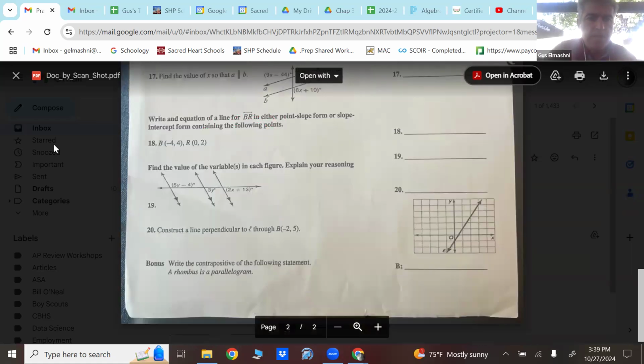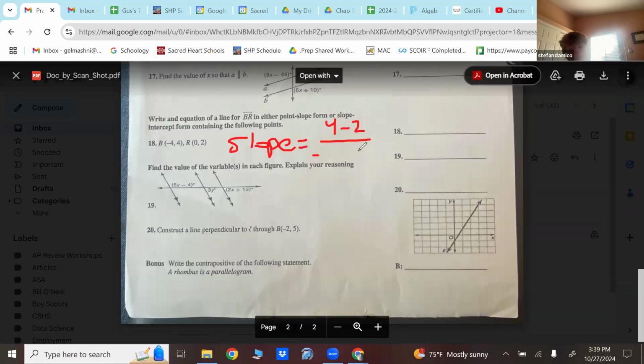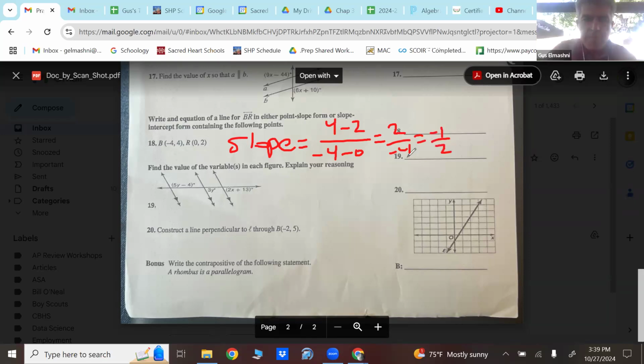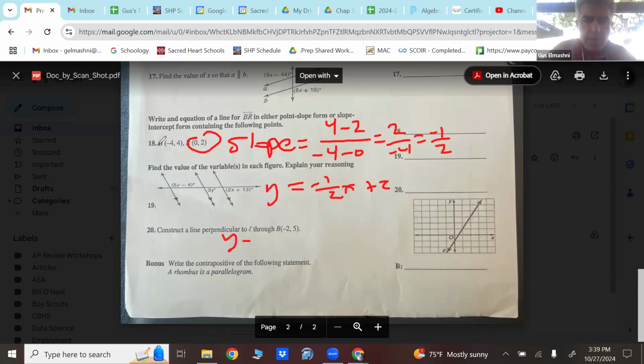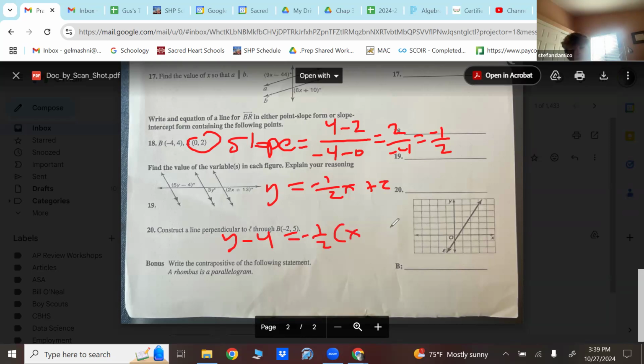All right, let's find slope again. The 4 minus 2. That's your slope. And then you could use this as your y-intercept. Or you could do point slope form. Like use the first point, y minus 4 equals negative 1/2 times x minus negative 4, which comes out. So, okay.